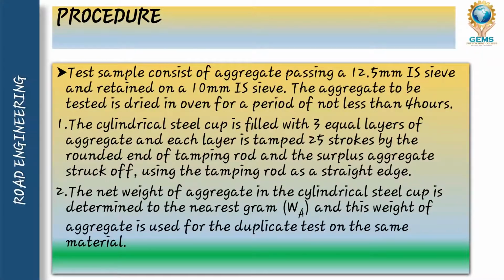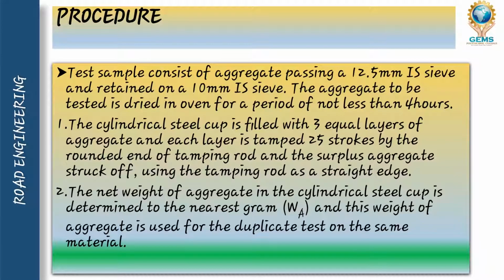The test sample consists of aggregate passing the 12.5 mm IS sieve and retained on the 10 mm sieve. The aggregate to be tested is dried in an oven for a period of not less than 4 hours. First of all, we should take the sample and dry it for 4 hours before testing. After drying the sample for 4 hours in the oven, now the test will begin.